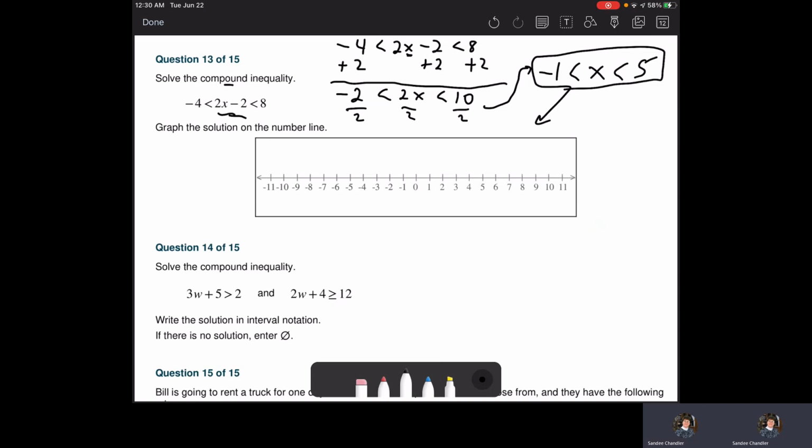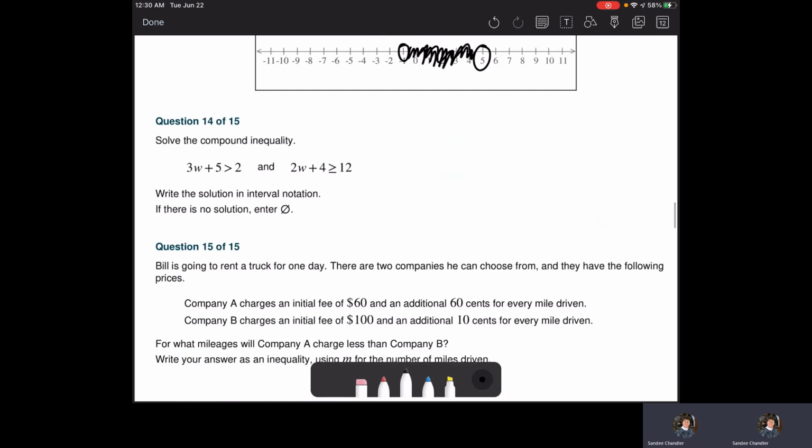So we want to graph it. So we're open at negative 1. We're open at 5. And it's everything in between because x is in the middle. Isn't that exciting? Math is our friend. 2 more for homework 5. Yay!